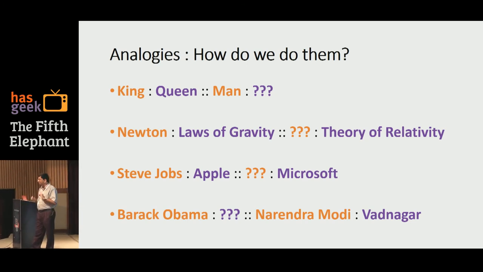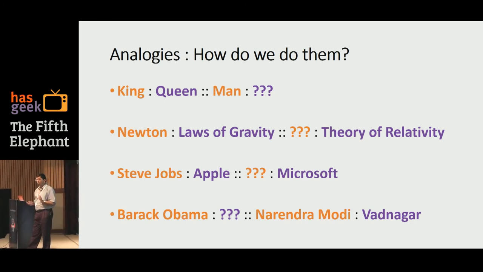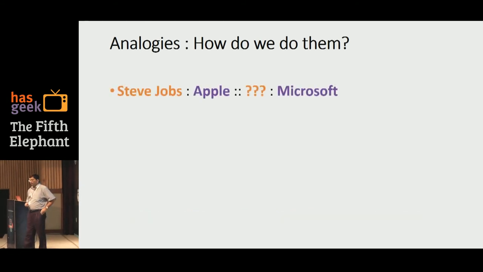But how do we solve this, given a knowledge graph? I don't have embeddings yet. I'm not doing differences between word embeddings because there's no such thing as a word. These are all entities. They're related to each other. Let's see how we solve it in our world. So how do we do this? What is going on in our minds?